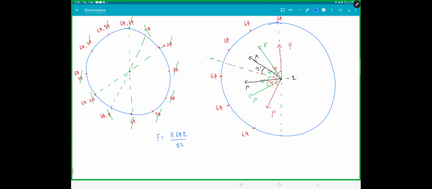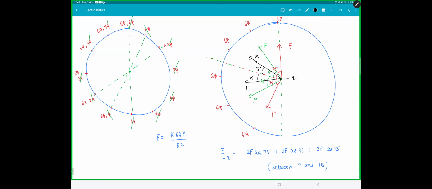You're done. Therefore, the force on the charge minus Q will be 2F cos 75 plus 2F cos 45 plus 2F cos 15. And the direction will be between 9 and 10. That's the magnitude and that's the direction. Is this making sense, Ario?